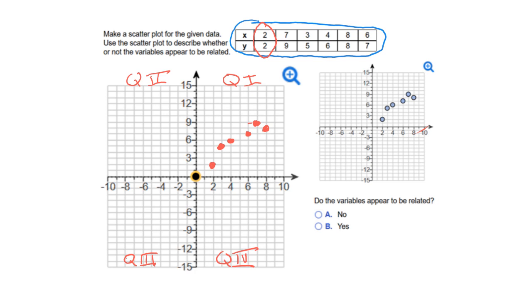So you can see in this case here, basically for most of the points, as x increases, y increases. All right, so it has sort of a positive slope here. So I would say, do the variables appear to be related? Yes, they do. And I would answer yes for part B here.